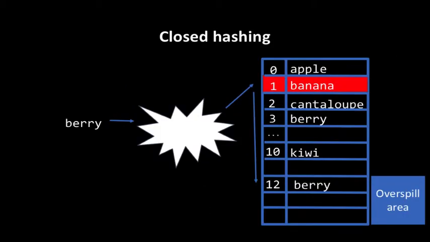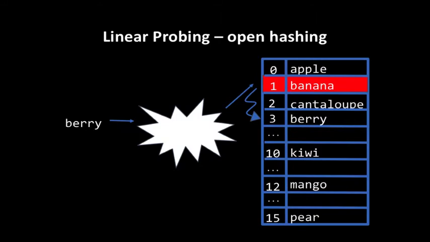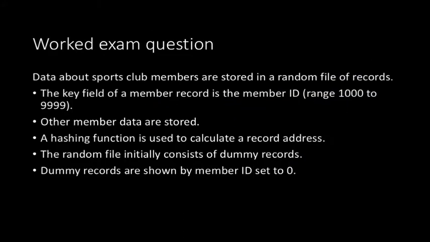However, if you want to keep everything inside this table, what you have to do is possibly have an overspill area. So if there are any collisions, it knows to go straight to this overspill area and work out which one is there. Another solution is open hashing, and that just goes down to the first free area. Now there are more complex solutions, but as far as Cambridge is concerned, those are simple enough ways to deal with it. Right, let's go through a worked exam question.